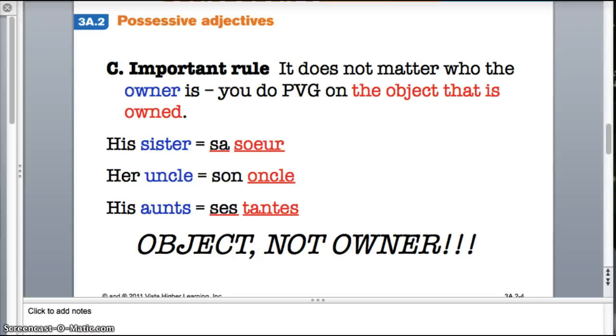Object not owner, object not owner, object not owner. You'll hear us say it 50 more times before the note set is completely studied and tested. Next slide.